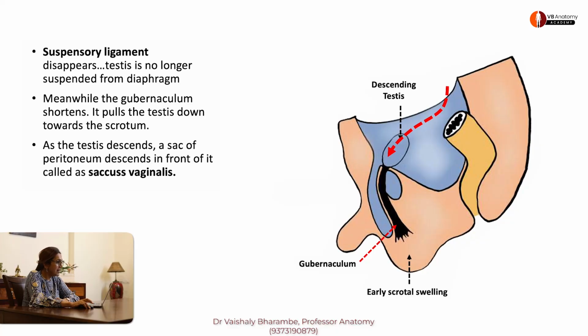It's like, I don't know how many of you have had kite flying competitions, but you remember there is a thread and there is a kite. So as you pull on the thread, the kite can come down. The same thing gubernaculum is doing. It's pulling on the testes, causing it to descend downwards. As it descends, a pouch of peritoneum passes, traveling in front of it, leading the way. This is your saccus vaginalis.